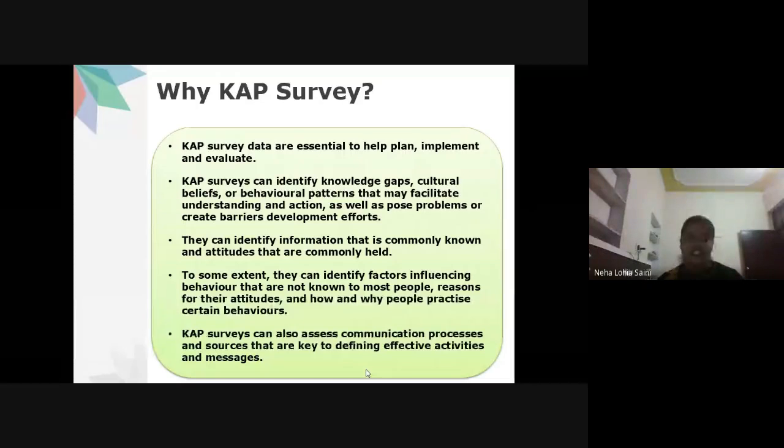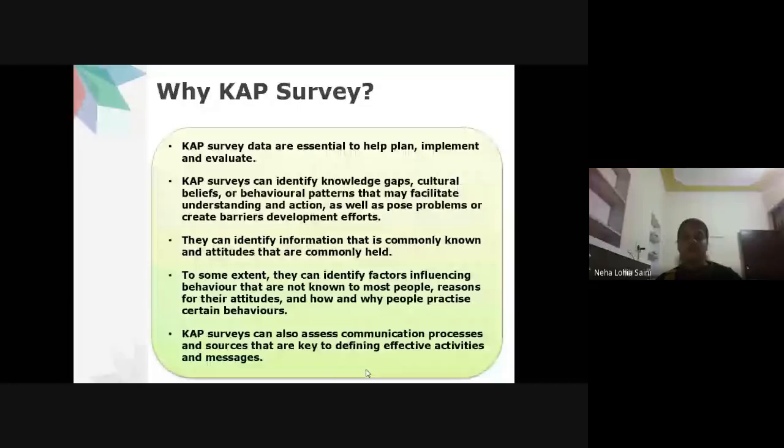Then cultural beliefs, because you will get to know about the knowledge and the attitude about some particular situation or some particular taboo, if you want to analyze that. Then some behavioral patterns. This will help you to understand and to plan your further steps accordingly. Okay, and it will help you to overcome barriers to development efforts. This means that whatever you're planning to portray, whatever you want to analyze, whatever result you want to implement, this data is going to help you to solve your barriers and to come out of your barriers.